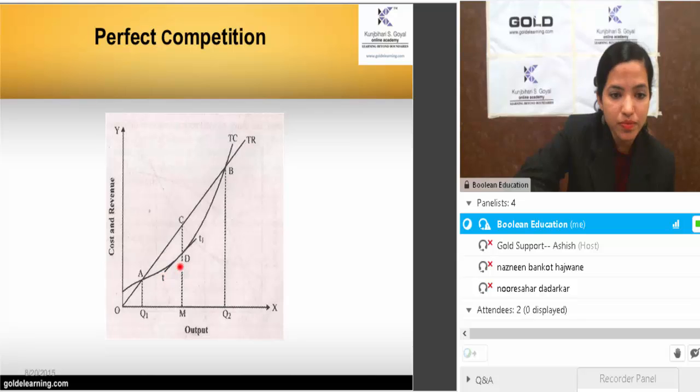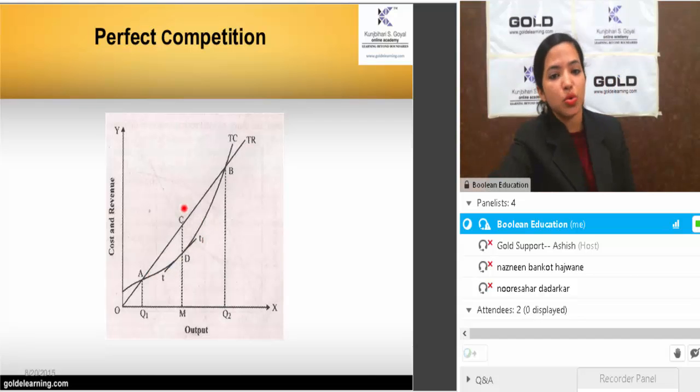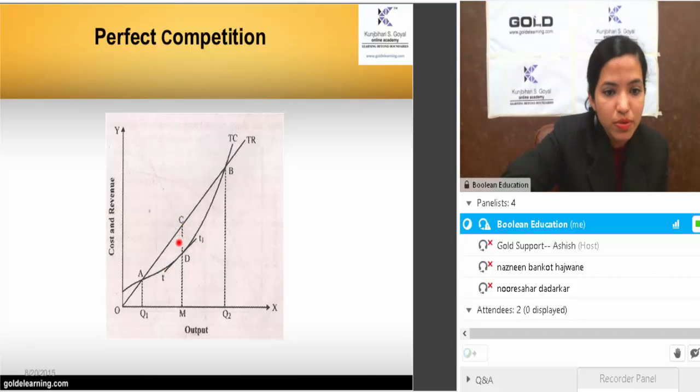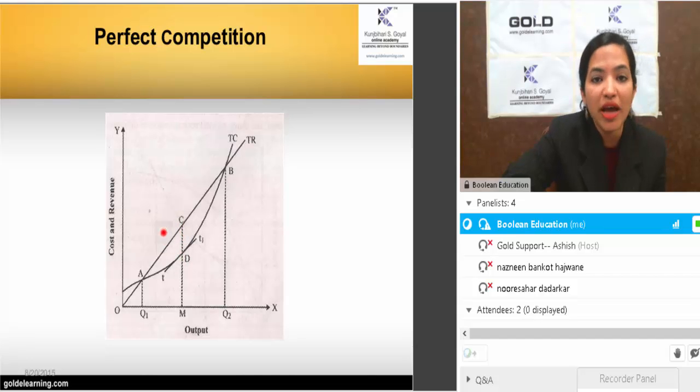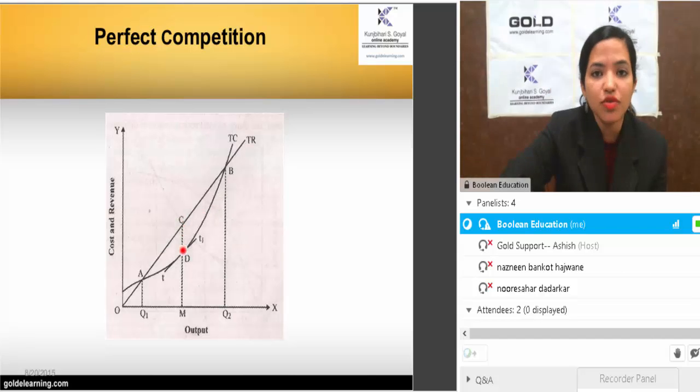We have drawn a small line here, parallel to the total revenue curve. We have drawn on total cost a parallel line which is parallel to total revenue curve T1. This line is parallel to the total revenue curve. When this line is parallel to the total revenue curve, the distance in between, this distance that is CD, is the maximum profit this firm is earning at this particular point. This is the maximum profit this firm has potential to earn.